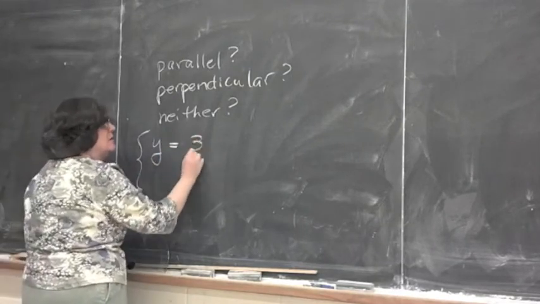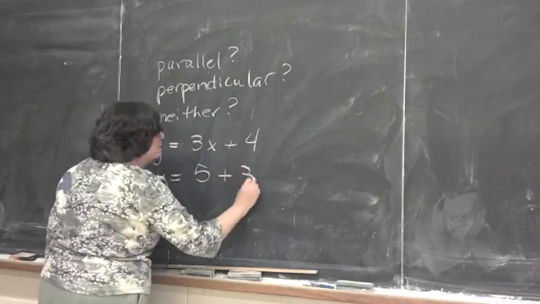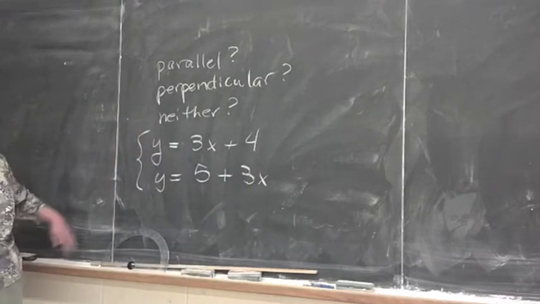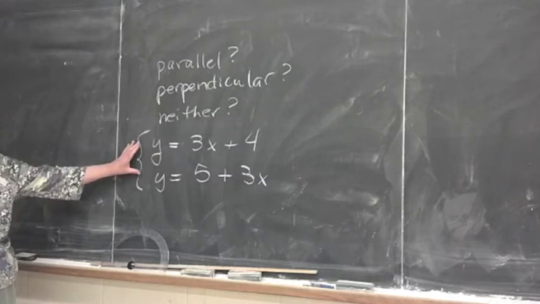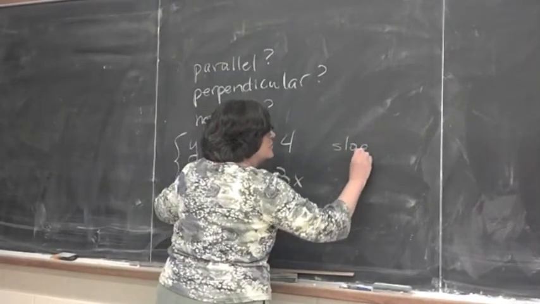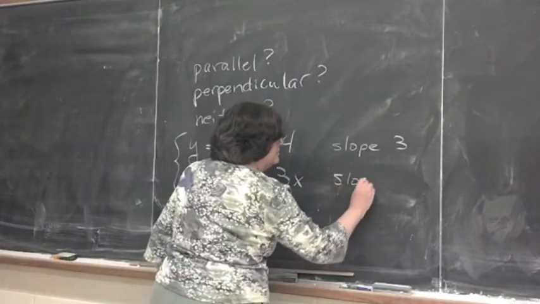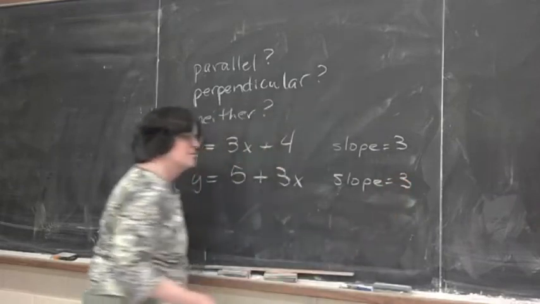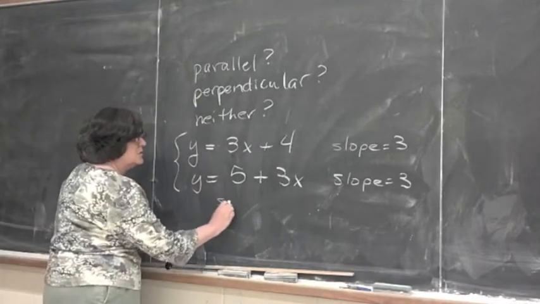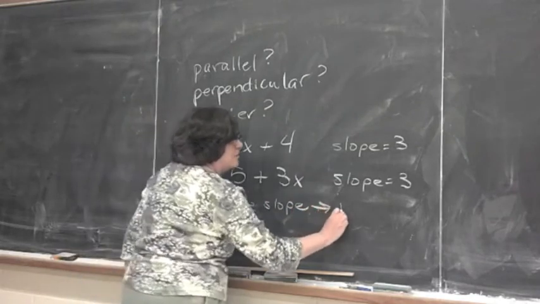y equals 3x plus 4 and y equals 5 plus 3x. We've got two equations. The slope of this equation is 3. If we drew that, the slope would be 3. If we did this one, the slope would also be 3. It's the same slope, so hopefully you remember that means they're parallel.